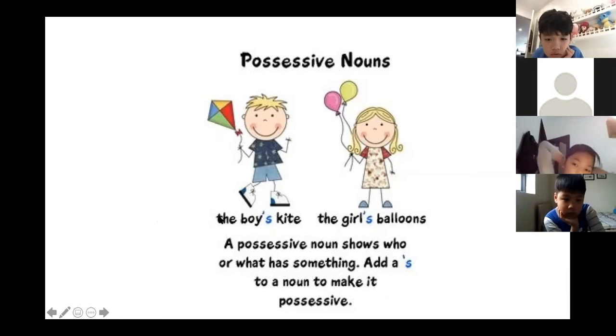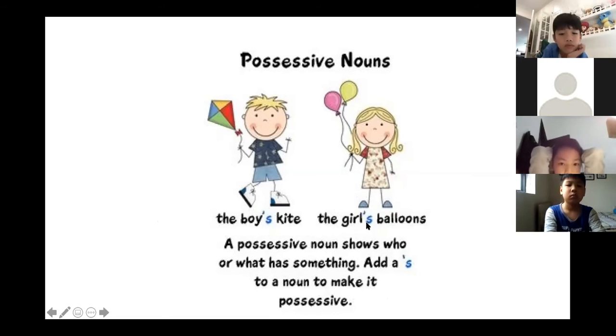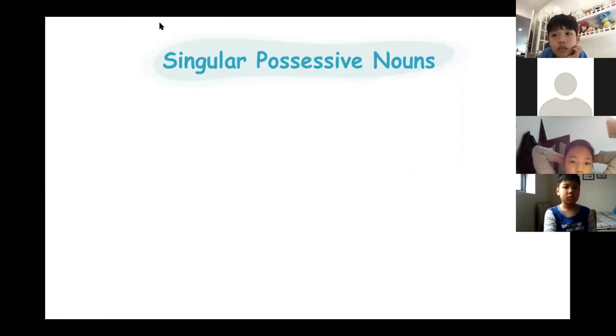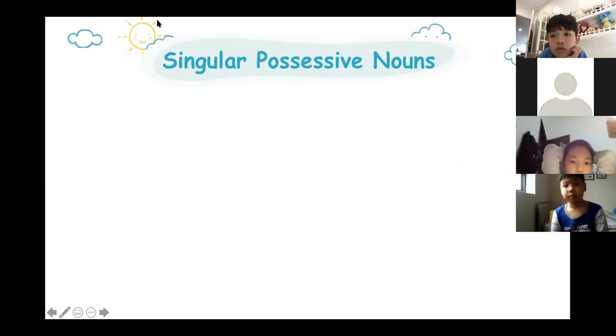Have a look at this example. The boy's kite. The kite belongs to the boy, so this is the possessive noun. We add an apostrophe and an S to show that the boy owns this kite. Here it says the girl's balloons. We have an apostrophe S after the word girl to show that the balloons belong to the girl. Let's have a look at some more examples. So firstly, we're looking at singular possessive nouns.